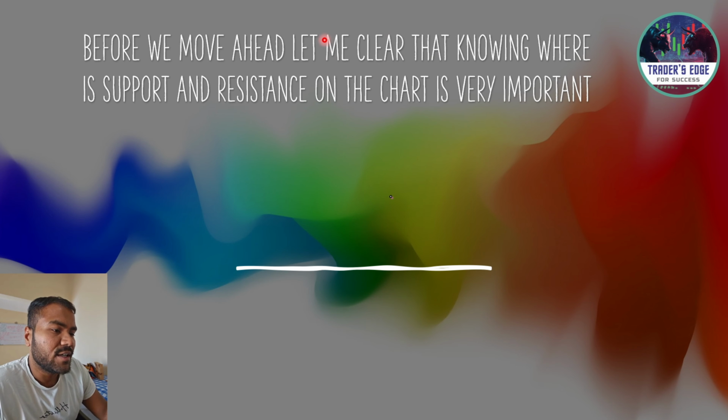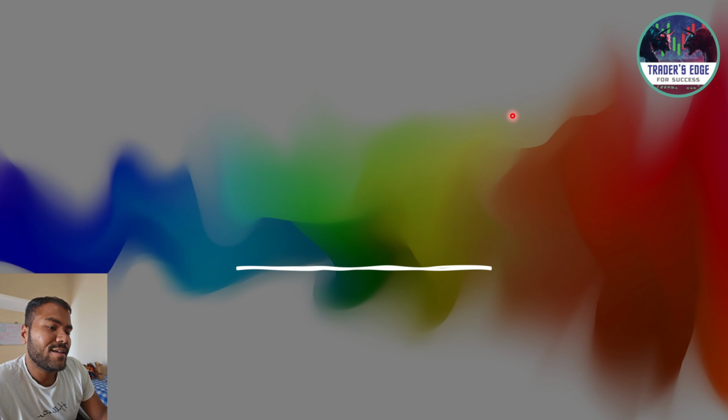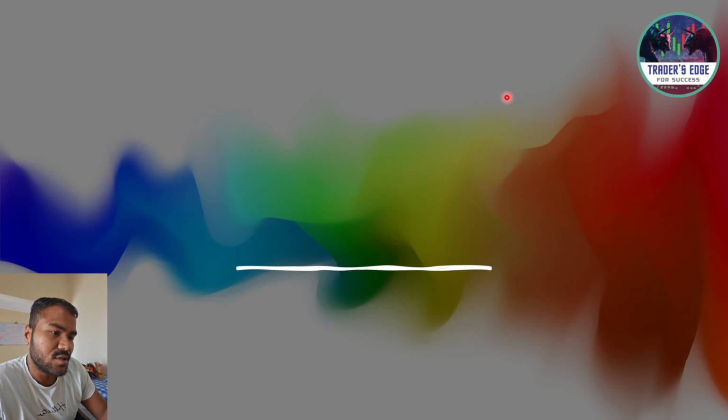So before we move ahead, let me clarify that knowing where support and resistance are on a chart is very important. Why is it so important? Because most winning trades are planned at those levels. And why do we plan our trades at certain levels such as support and resistance? Because institutions flow their liquidity at support and resistance levels. So it is very important that you know how to determine support and resistance on a chart.